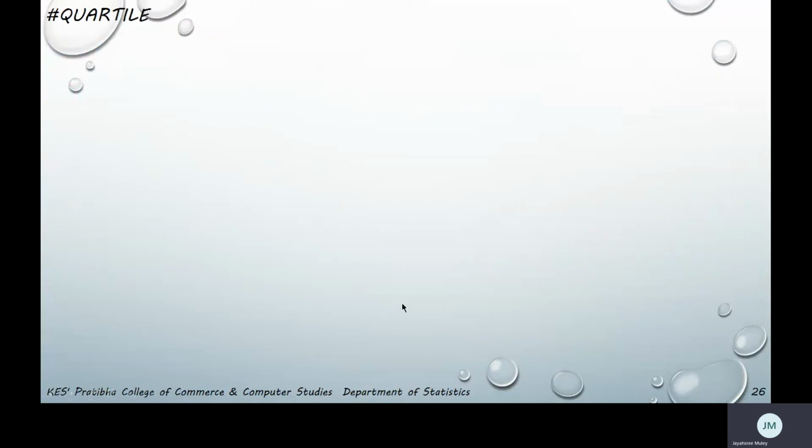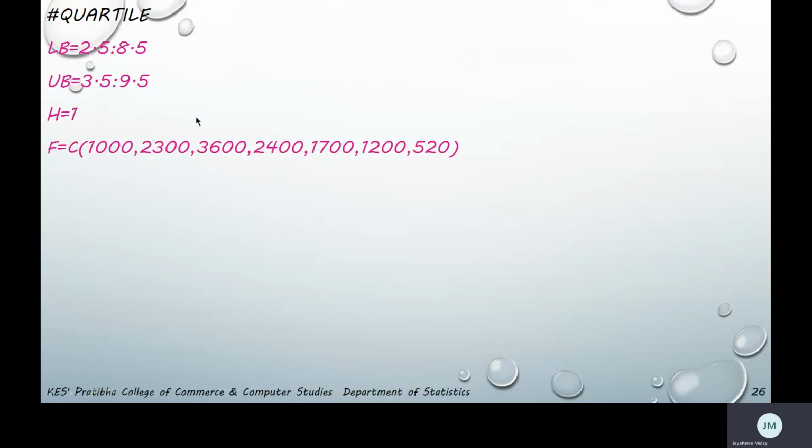So for that, first we will see the R commands for the quartile calculation. We have to enter the lower boundaries 2.5 to 8.5, as the lower boundaries are in sequence and the gap between two lower boundaries is 1. So here we are not adding a step function. Upper boundaries are 3.5 to 9.5, which again are in sequence. Then we are entering the class width of the class intervals as h is equal to 1.